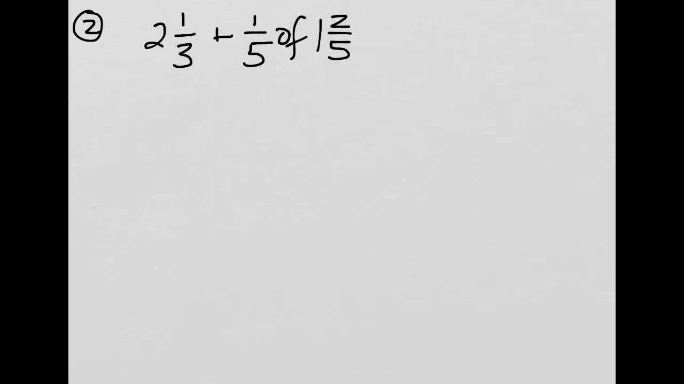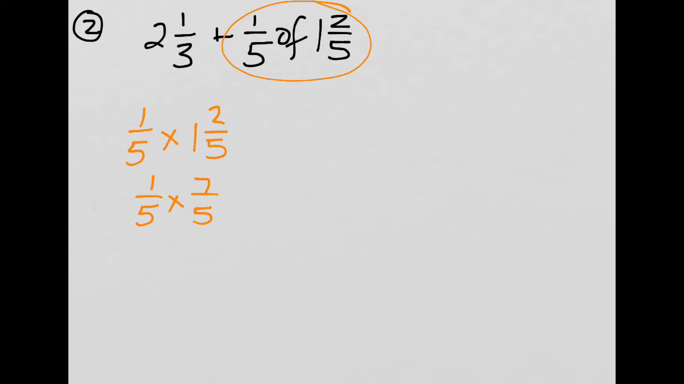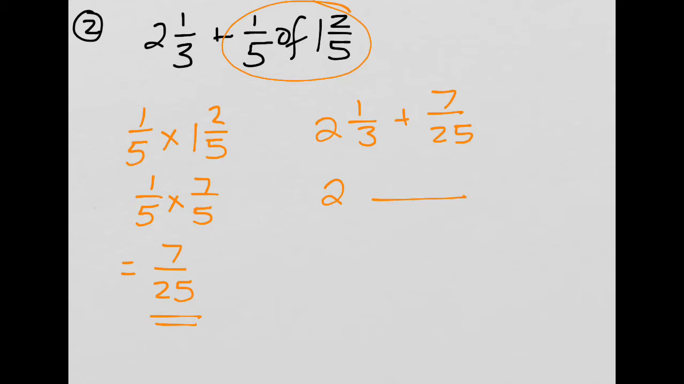Question 2, like last one, do the times part first of all. So 1/5 times 1 2/5, that's 1/5 times 7/5, which comes to be 7/25 because nothing cancels. Now we need to do 2 1/3, add 7/25, so that's 2, add the fractions, new bottom number 75, new top number is 25 and 21, which gives me 2 46/75.